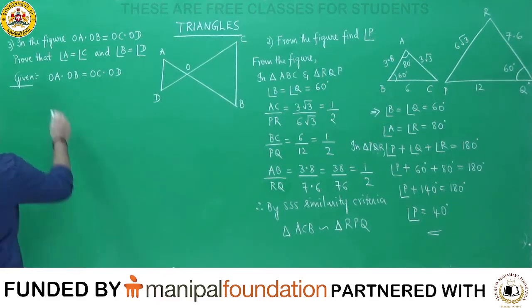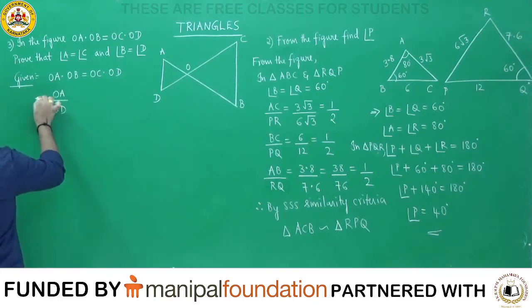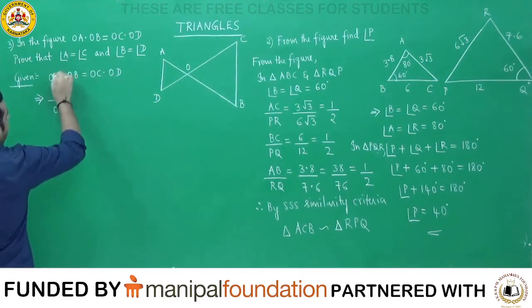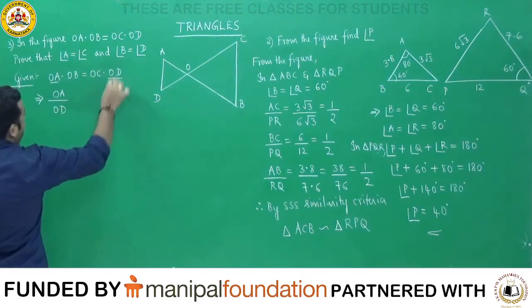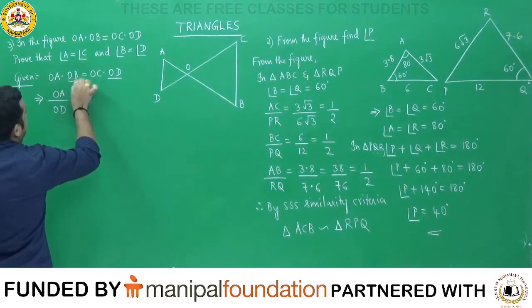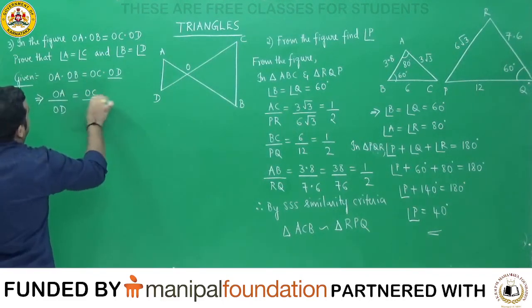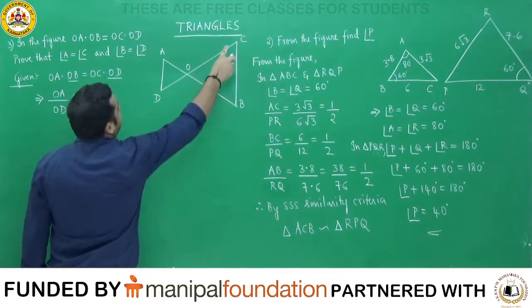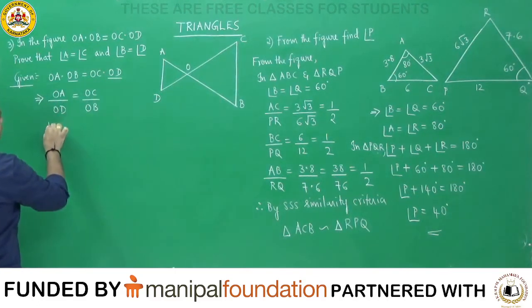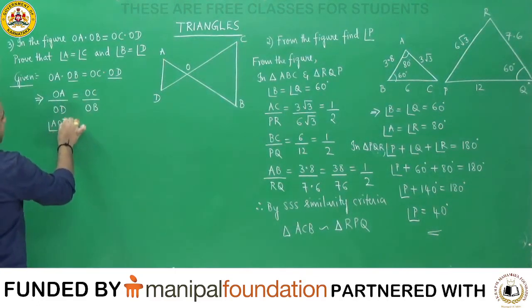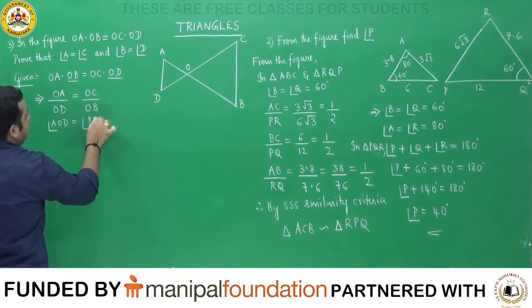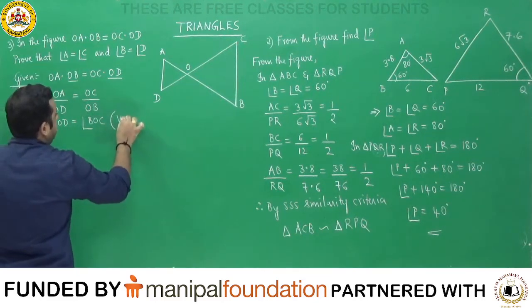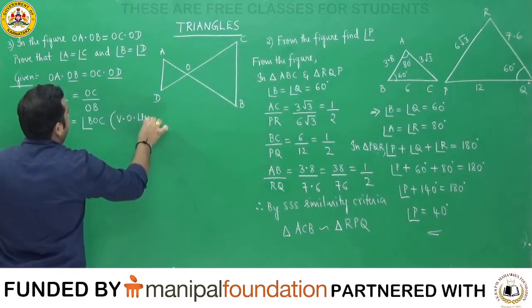So I can say, this implies, look here, OA divided by OD. I'll take this part to the other side, that is equal to OC divided by OB, right? OA by OD is equal to OC by OB. And also angle AOD is equal to angle BOC. This is because of the concept of vertically opposite angles.